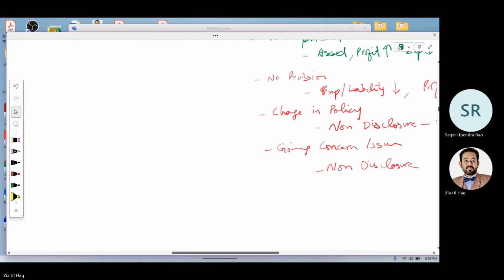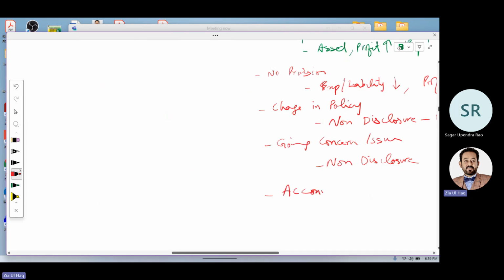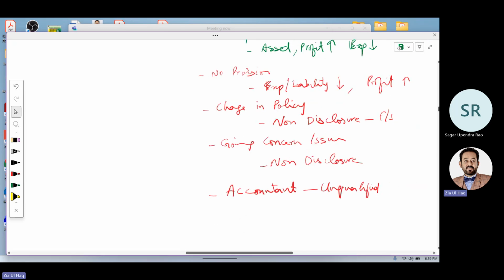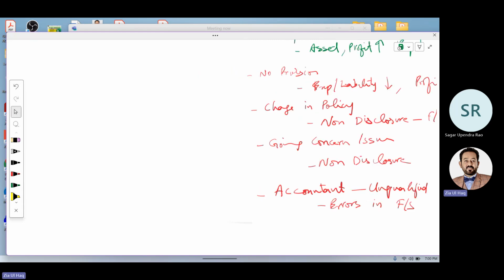Another example: the company accountant is unqualified. The company accountant is unqualified due to lack of knowledge of accounting standards, so there are chances of errors in the financial statement. This will become inherent risk. This word error is stating what? Misstatement. Is that fine?